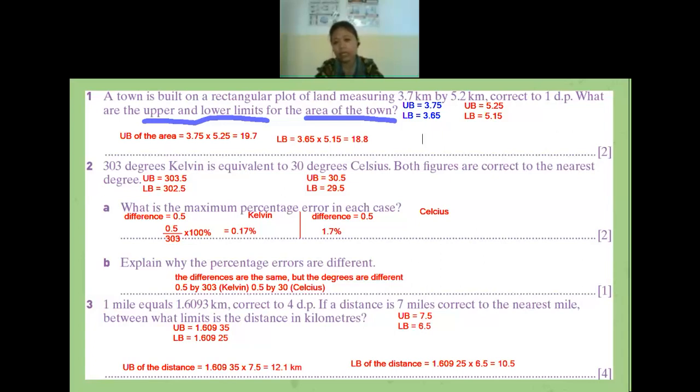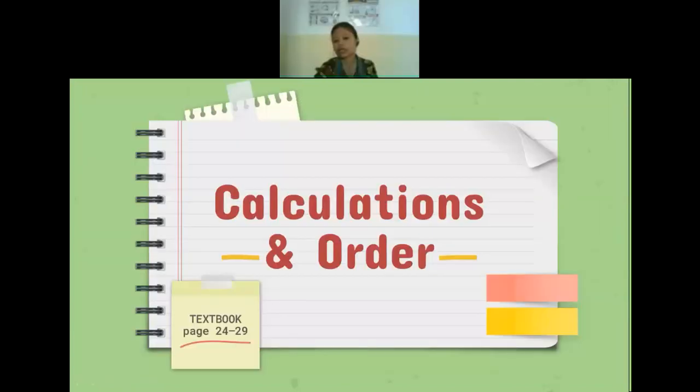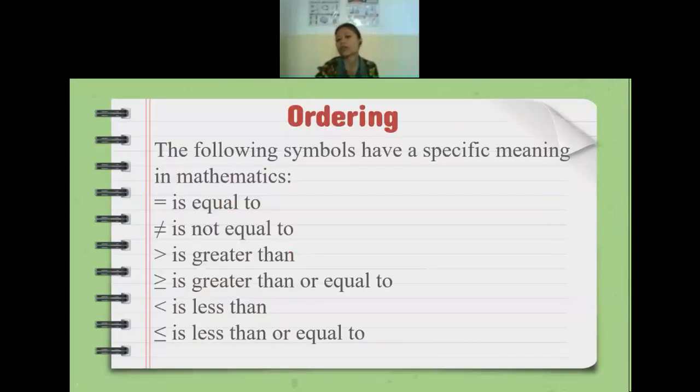So I will review a little about chapter 3, because chapter 3 is too easy. Chapter 3 is in your textbook, pages 24 until 29, calculation and order, and usually we will not use a calculator for this chapter. So here, I will just remind you about the signs.